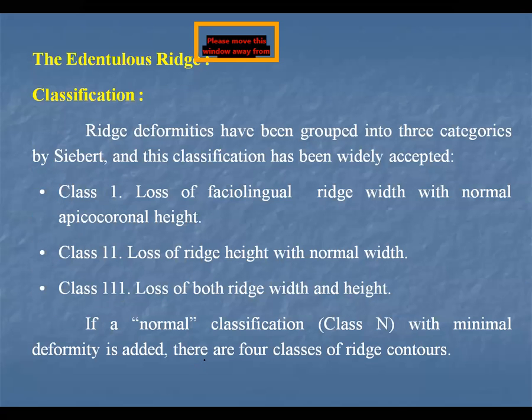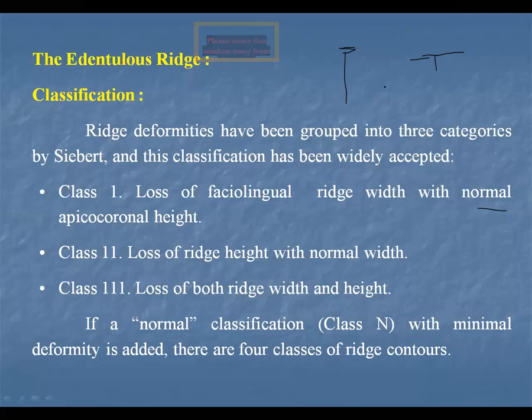So in class 1, we have the facio-lingual loss of the ridge. The loss of the ridge is present on the facial and lingual aspect, so the width is reduced. Now there will be a normal apicocoronal height. The height of the ridge is similar, just the width of the ridge is very less. In class 2, basically we have the reduced height with the normal width.